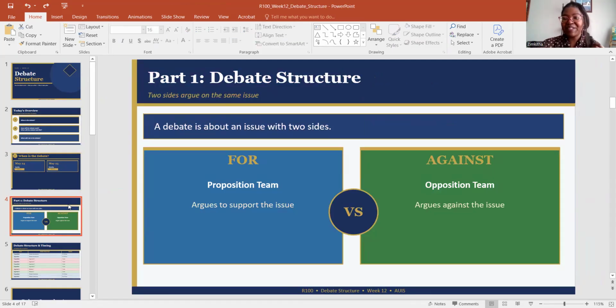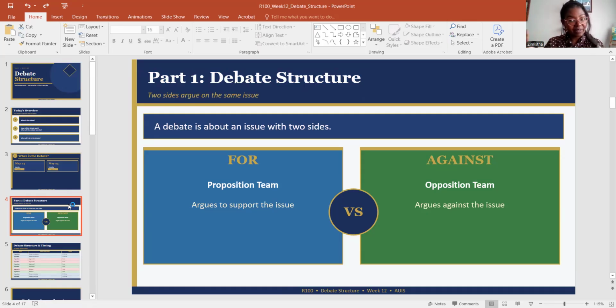Right. Next step, the debate structure. Right. Now, as I said to you, in a debate, think of the argumentative essay for and against. So, what does that mean? That means there will be two people debating each other. So, it will be you and another person debating on one topic. All right. One of you will be for the topic, one of you will be against the topic.